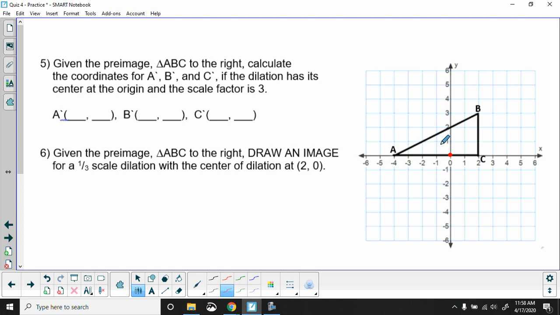A coordinate is going to be -4, 0. So I'm going to put that right here for safekeeping.